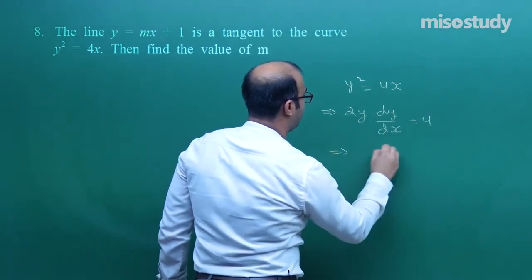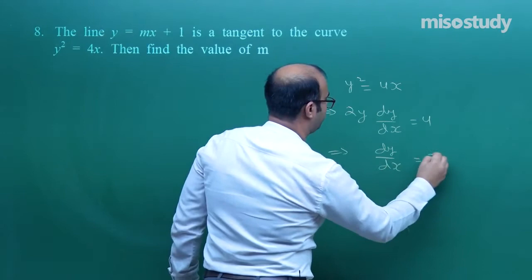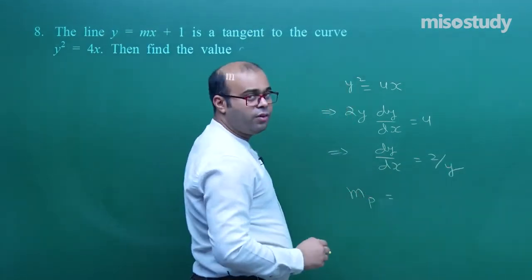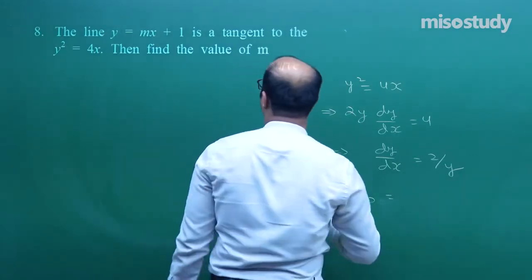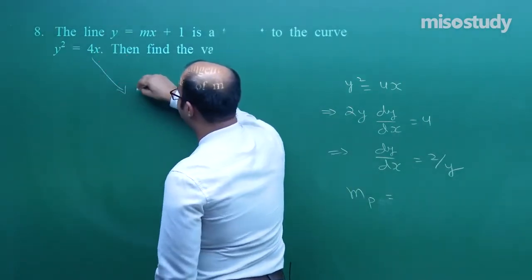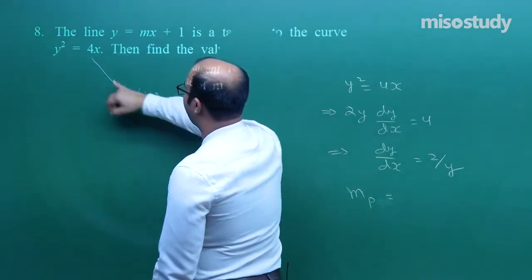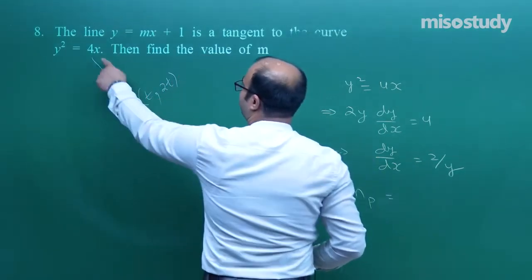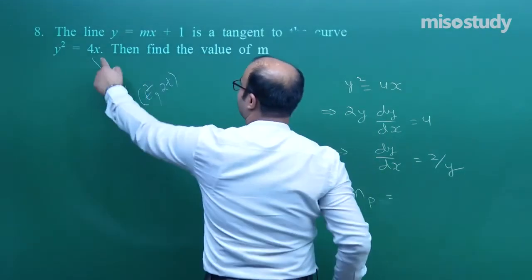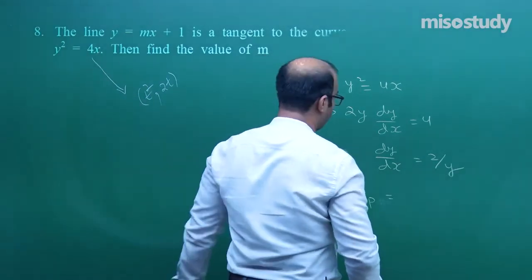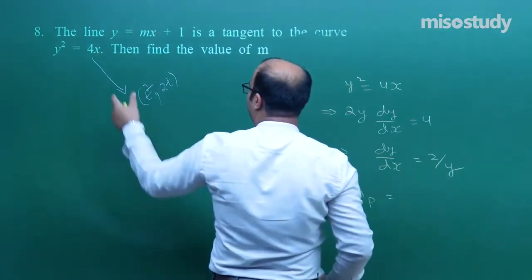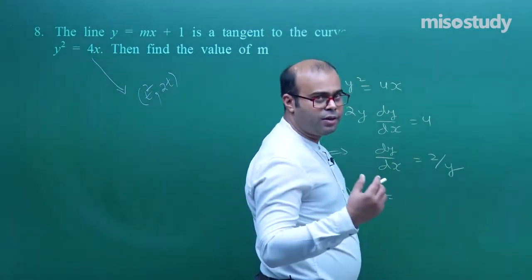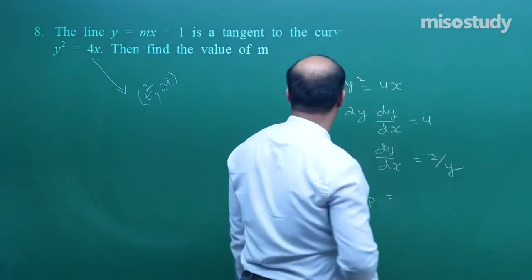In that case, dy by dx will be equal to 2 by y. Now for the slope of the tangent at the particular point where we are finding the tangent to the curve, let us suppose that point on this curve is t. So if we take x as t square, y will become 2t, because this is a parametric form. When you put x as t square, y square is 4t square, and the square root of 4t square is 2t. So we can assume that the point on y square equals 4x is of the form t square comma 2t. This we call the parametric form in parabola as we study in coordinate geometry.